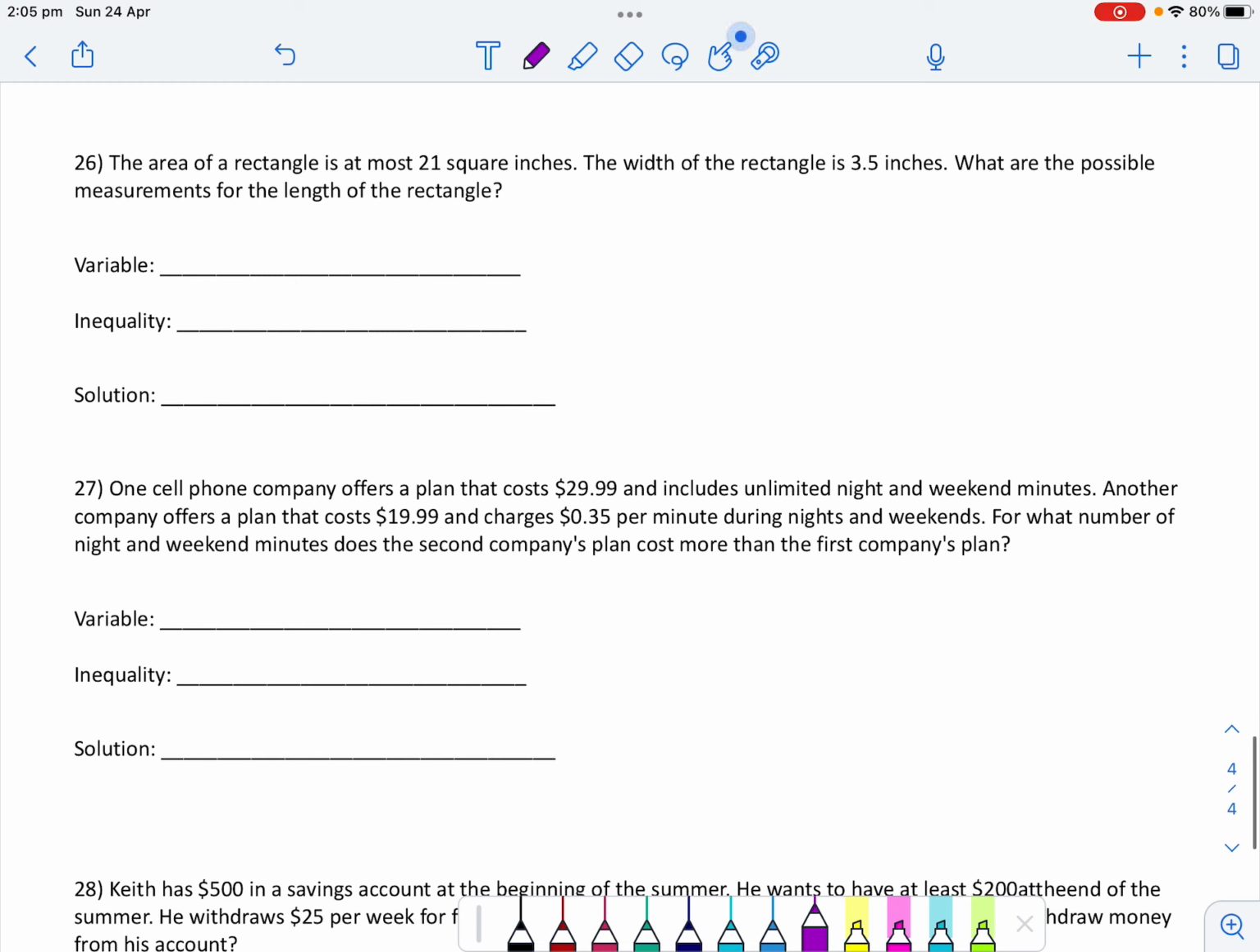Number 26 says the area of a rectangle is at most. At most is going to be less than or equal to. The width of the rectangle is 3.5 inches. What are the possible measurements of the length? So X is going to be the length of the rectangle. So my inequality is going to be 2 times the length plus 2 times the width is less than or equal to 21 square inches.